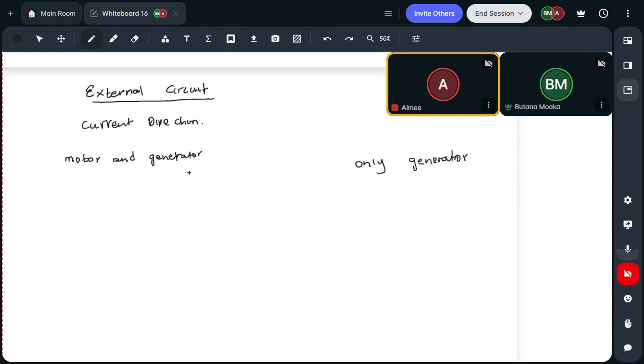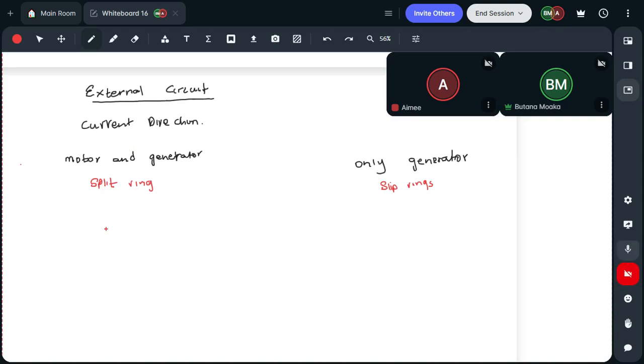If we look at this, how do we know if this is a motor or a generator? We're going to see this by a split ring. And how do we see that it's only a generator? You're going to see by the slip rings. Are you still with me on that? Yes, I am. 100%.